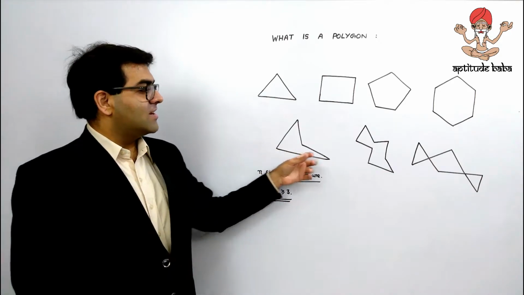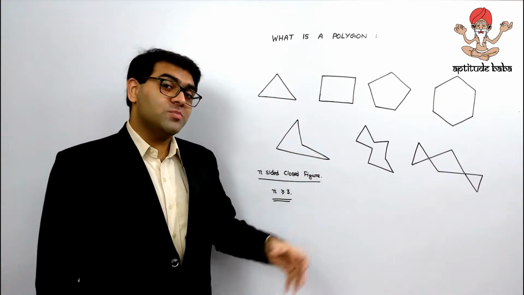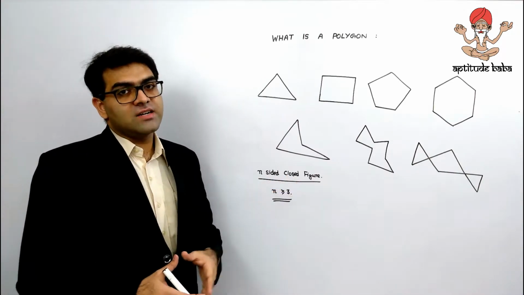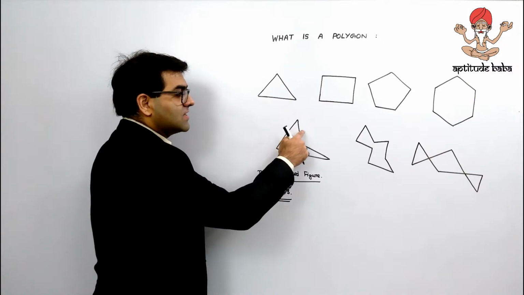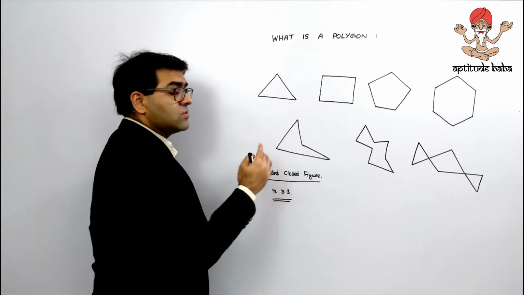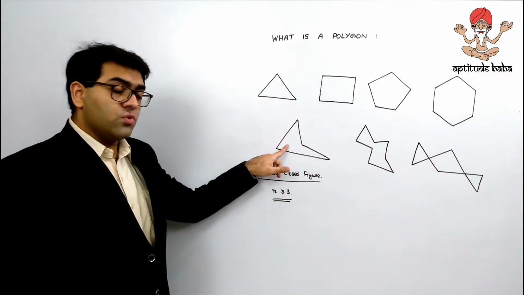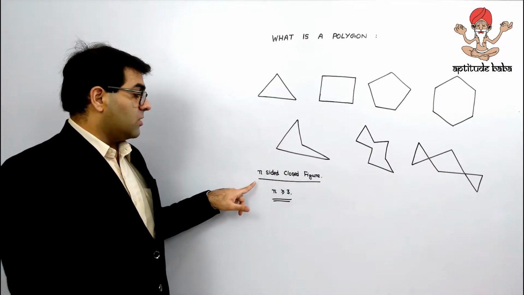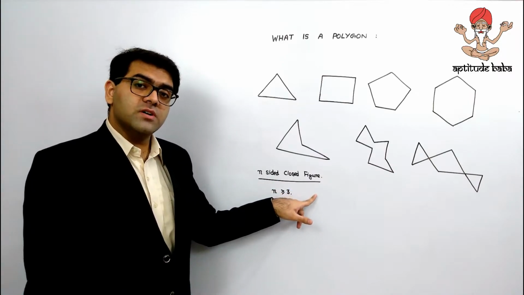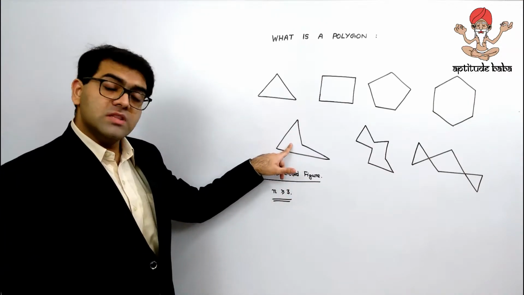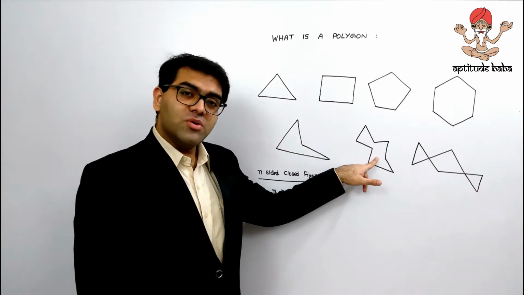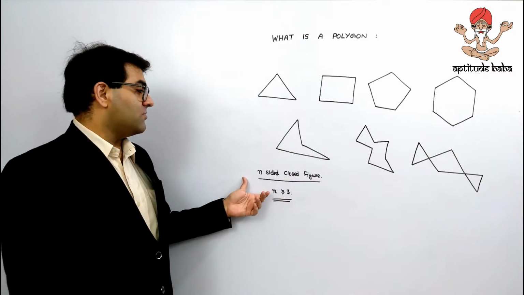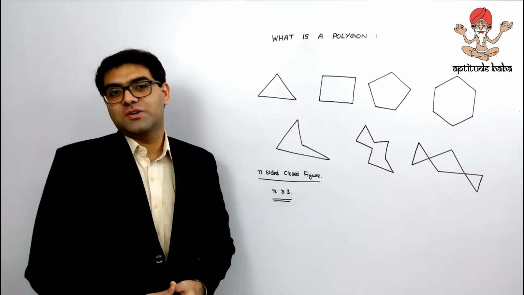What about this figure and this figure? Are these polygons? Well, by definition a polygon is an n-sided closed figure. Do we have n sides here? Yes, I've got 1, 2, 3, 4. I've got 4 sides here. So it's a 4-sided figure. Is it closed? Yes, it is closed. So a polygon is defined as n-sided closed figure. So by this definition, even this is a polygon. Even this is a polygon. In fact, all these figures are polygons by the definition of n-sided closed figure.